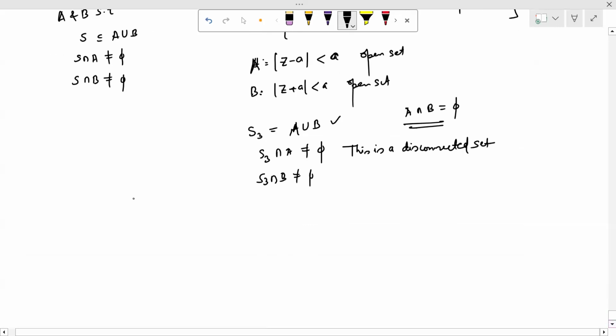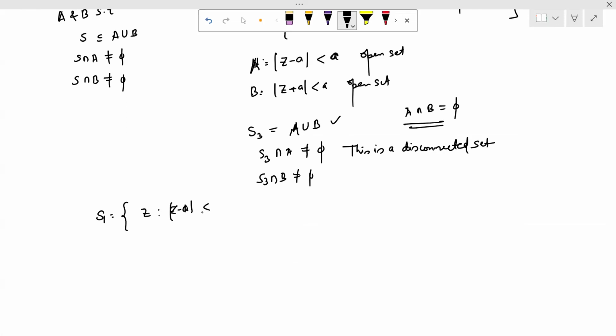However, if we take another example, let's say S1. Now the point is this: you cannot express, if I take |z| minus A less than or equal to A, and, or means union, this is like |z| plus A, less than or equal to A. Now it is no longer your open set. So it is no longer an open set. This is not disconnected. This is a connected set.